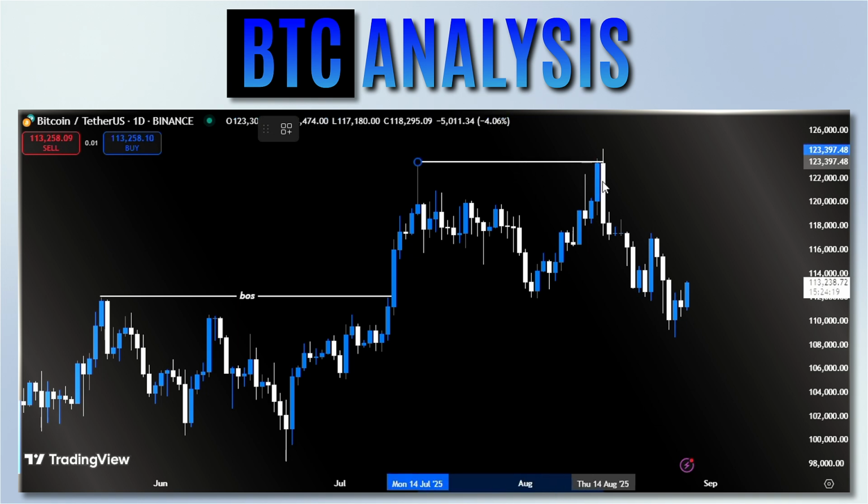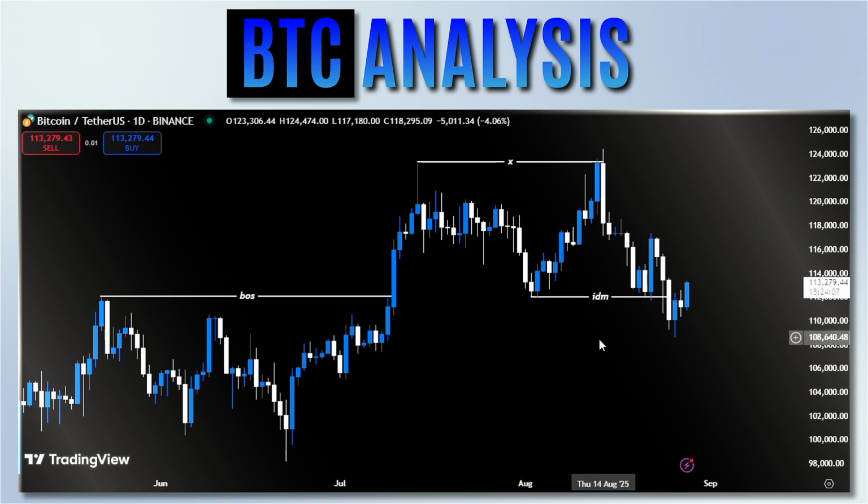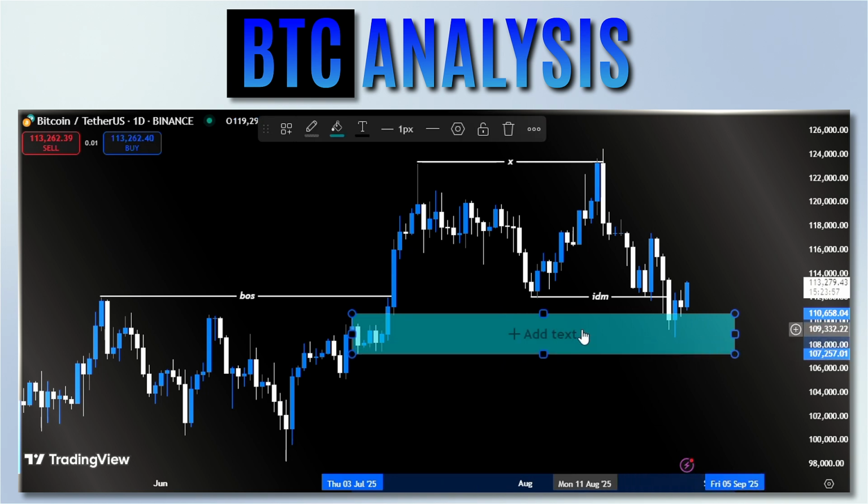Following this, the price rallied, took out liquidity above the new high, a move often called a liquidity grab or deviation, marked here as X, and then began its retracement. This pullback is not a sign of weakness, it's a healthy market dynamic. The price has now come down into a key area of demand, labeled here as the order block. This is a zone where significant buying interest is expected.